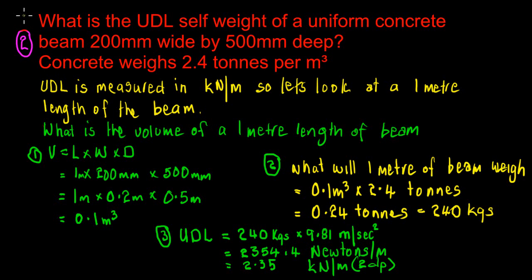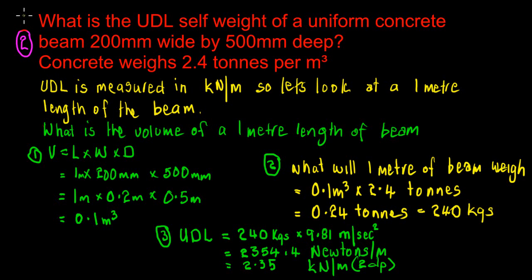Now the UDL is measured in kilonewtons per meter, so let's look at just 1 meter length of beam. Dividing by 1, very easily done. So what is the volume of a 1 meter length of the beam? 500 millimeters deep, 200 millimeters wide. As we know, volume equals length times width times depth, or 3 dimensions. So what have we got? We've got 1 meter times 200 millimeters times 500 millimeters. Let's not multiply that out yet.